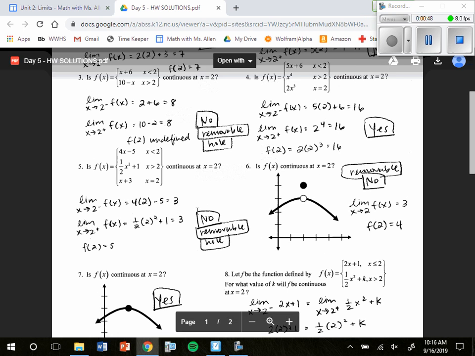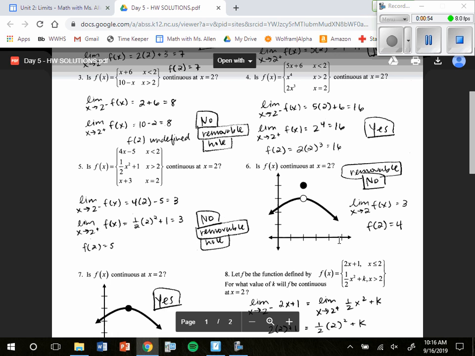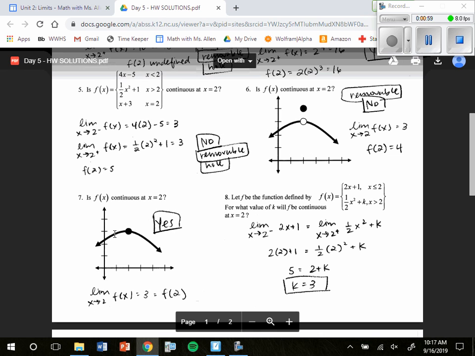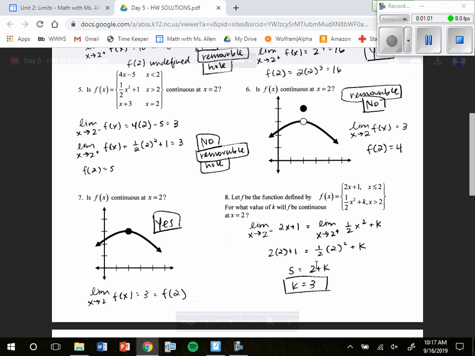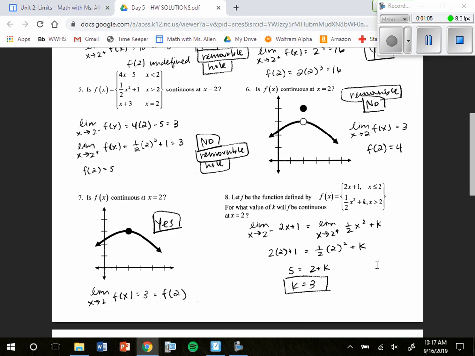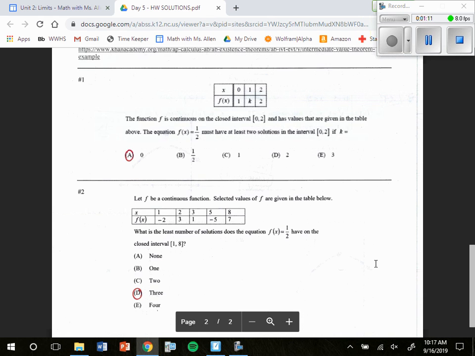Number 5 is not continuous, it has a hole, because my left and right-hand limits are equal, but my function value is not the same. 6 is clearly not continuous, but you could show that with a limit. 7 is continuous, and then 8, k equals 3 to make it continuous. Any questions on that? And then the back.